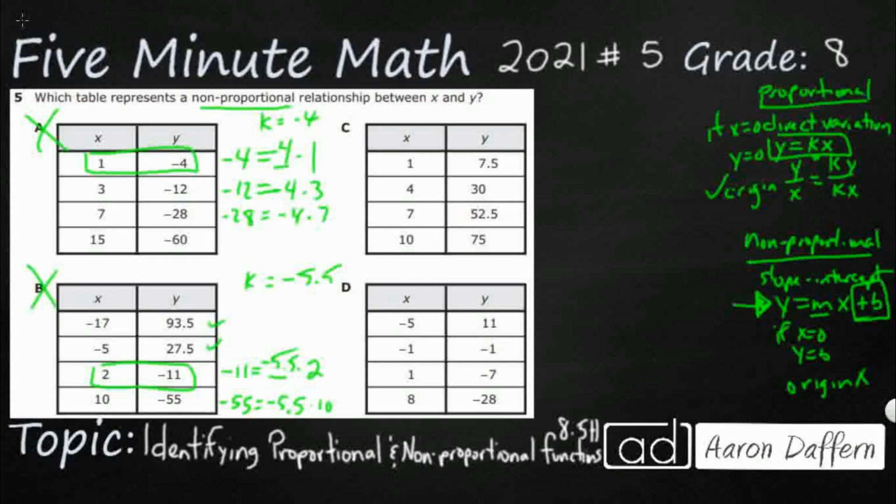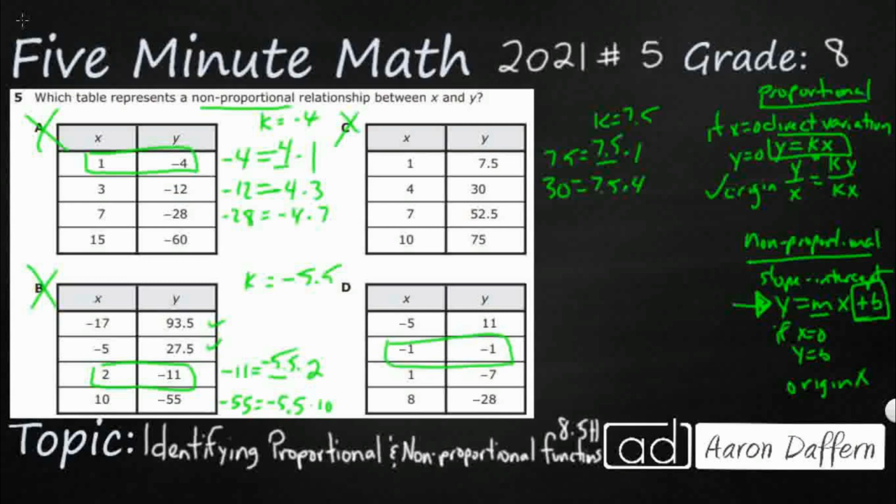Oh, let's look at C. C is super easy. It's going to be 7.5 equals something times 1. Well, that's going to be 7.5. So then does 30 equal 7.5 times 4? Yep, all right, so that's not it.